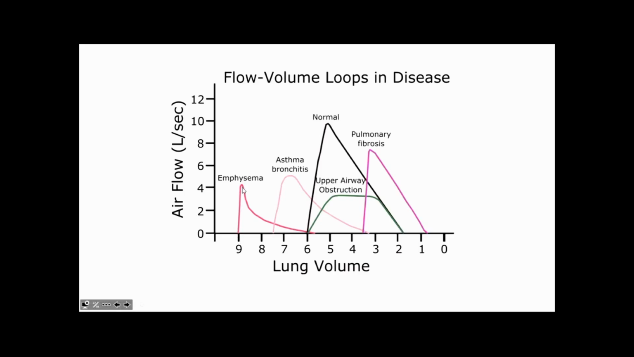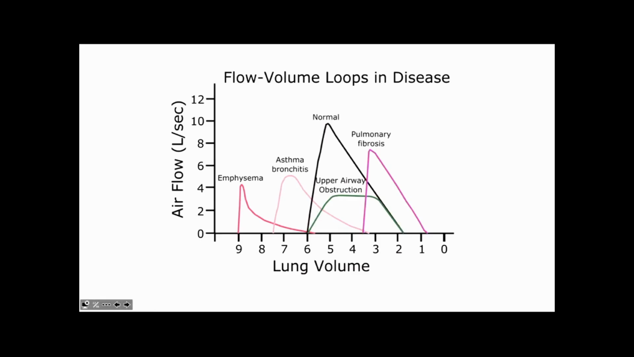And when they go blow, blow, blow, they can't get air out very fast even at the beginning. So their FEV1 to forced vital capacity ratio is down. And this scooped out appearance will be really characteristic of what a patient with major COPD looks like. Asthma and chronic bronchitis show the same kind of thing, but the scooped out appearance generally is just a little bit less when you have inflammation and mucus plugs causing increases in airway resistance.